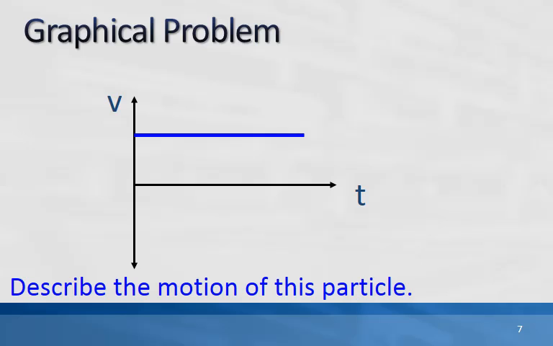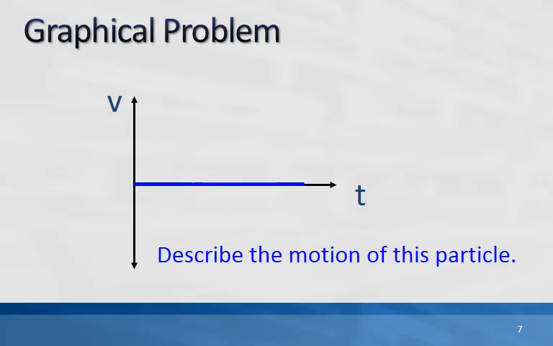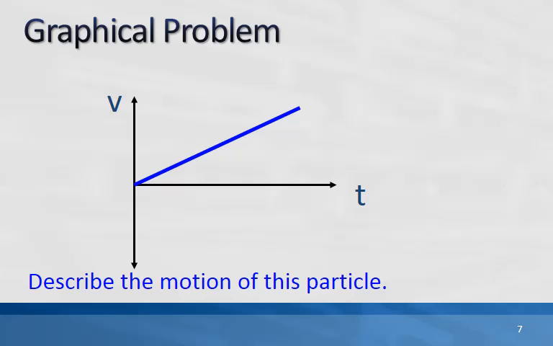Go ahead and describe the motion of this particle. Pause the clip and describe what that would be if this was the graph we're given for velocity and time. All right, so for that last one, we should get a positive constant velocity. How about for this one? Go ahead and pause the clip and give this a try, and when you're ready to check, you can hit play. All right, so the velocity in this one is 0 meters per second. And then for this one, go ahead and describe the motion of this particle. Pause the clip, and when you're ready to check, you can hit play.